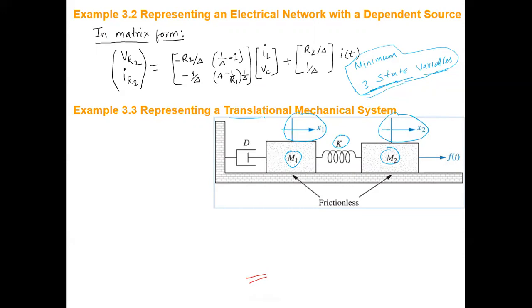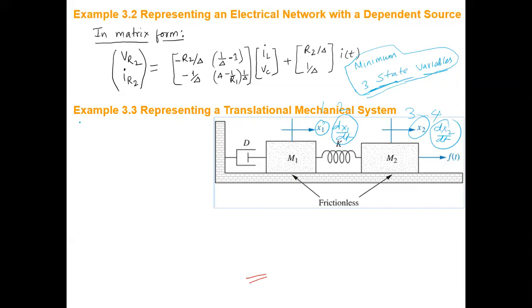So normally for the translational mechanical system, we always take the number of state variables equal to two times the degrees of freedom. We have 2 degrees of freedom, that's why we take 4 state variables, even though three state variables would suffice to set up the problem. So what are those state variables? You might have already realized: x1 and dx1/dt, and x2 and dx2/dt, the position and velocity. So those 4 are the state variables.